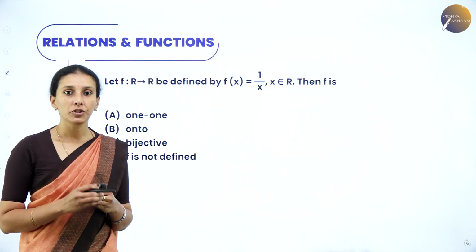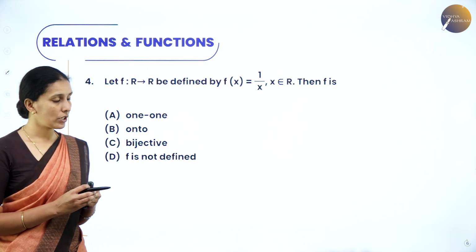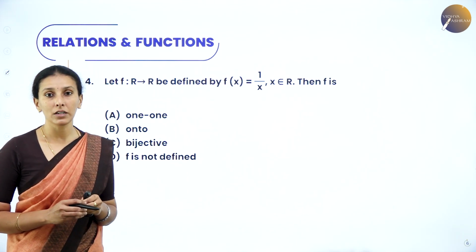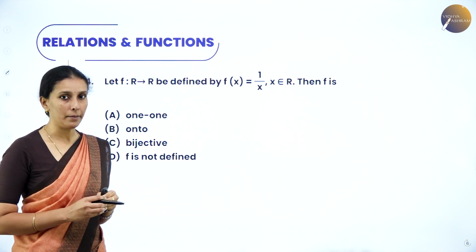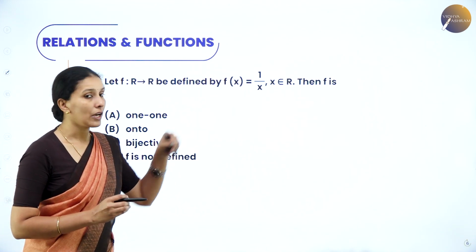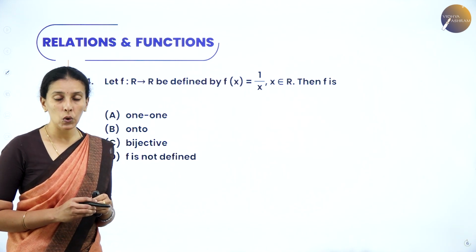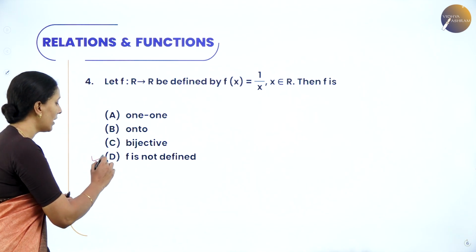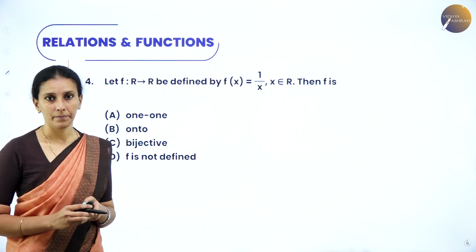So a function which is both one-one and onto is bijective, but here the x value should be taken from the domain, which is the set of real numbers. But we know that x cannot take the value 0 when it is in the denominator. So clearly, f is not defined is the correct answer.